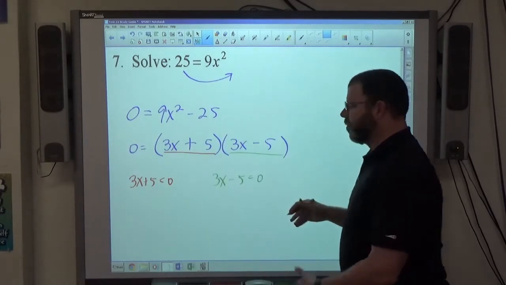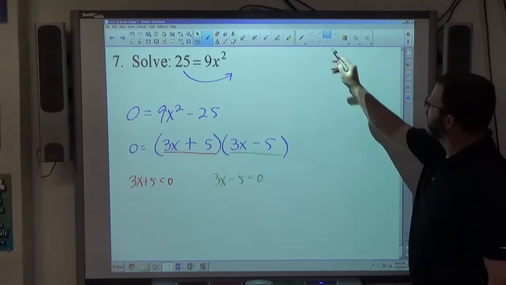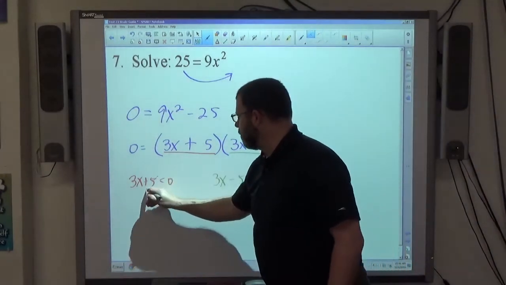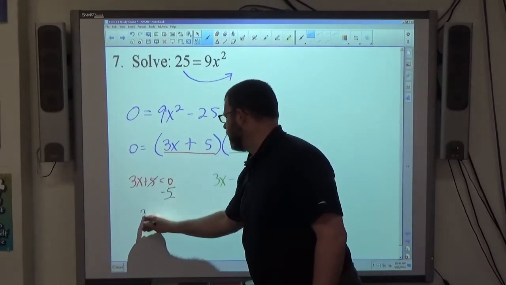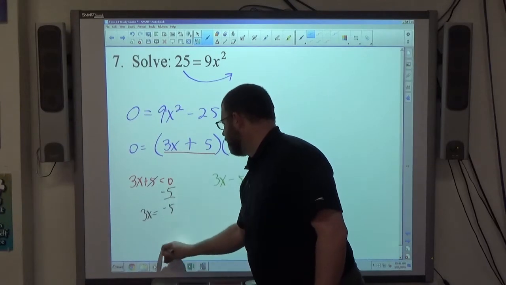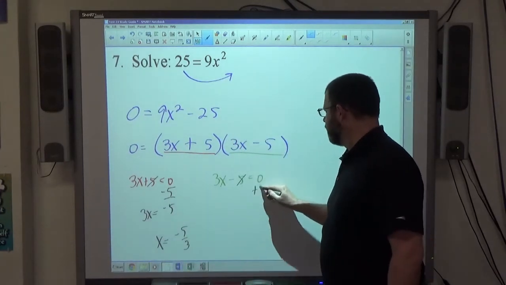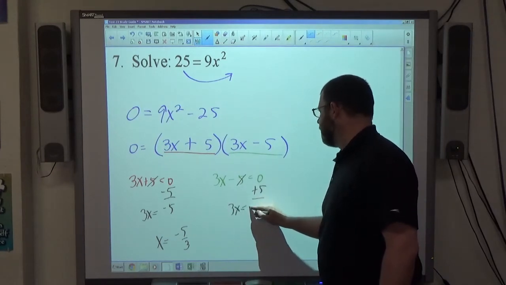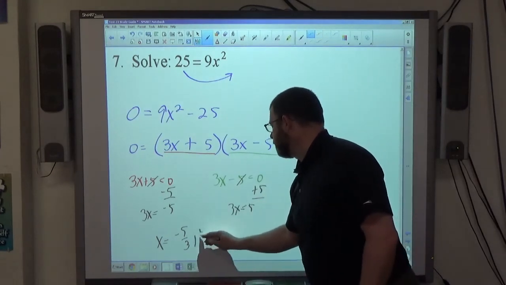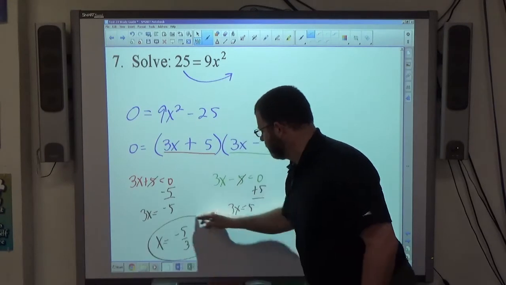And these are two-step problems because of the number in front of x, but job 1 is move the 5 to the other side. That gives me 3x equals negative 5. Divide by 3, I get x equals negative 5/3. Move the 5 over here, change the sign. 3x equals positive 5. Divide by 3, we get x equals positive 5/3.